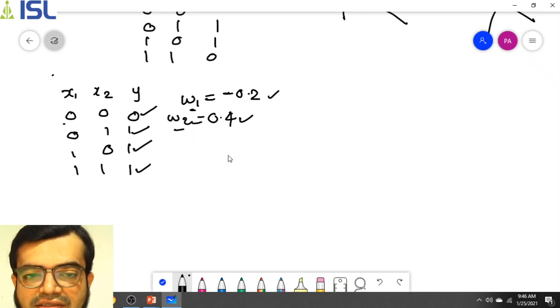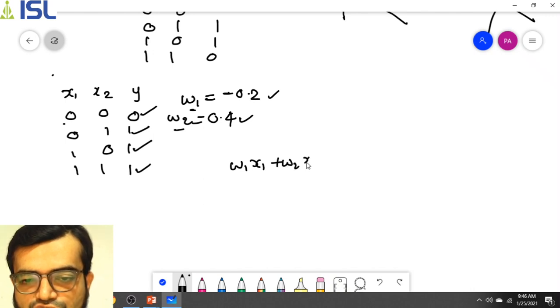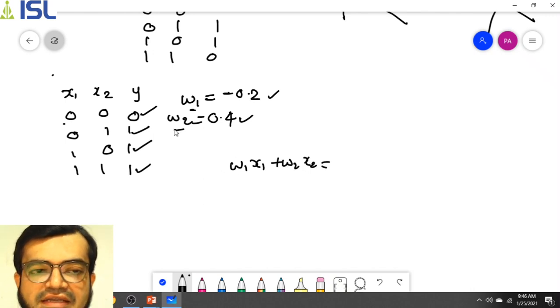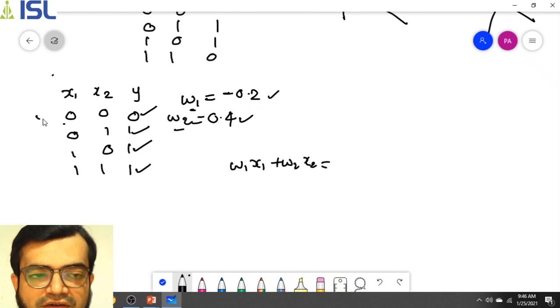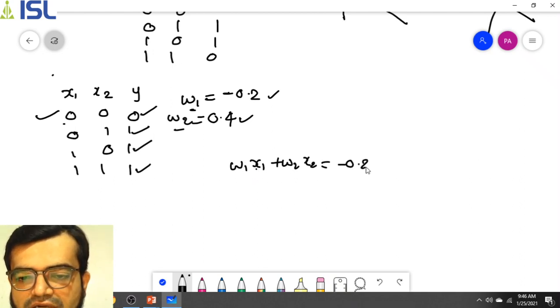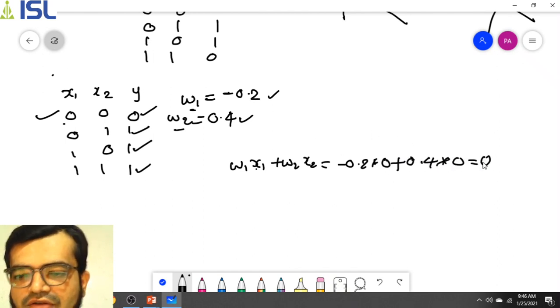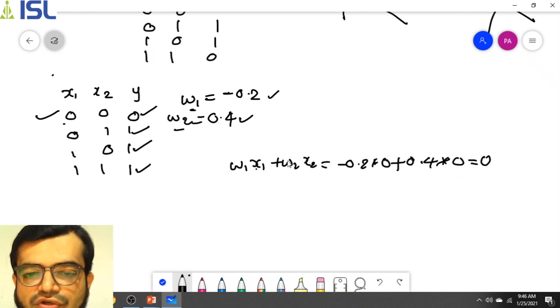You know that the summation function is w1 x1 plus w2 x2. For the first input, 0 0, x1 is 0 and x2 is 0. So minus 0.2 into 0 plus 0.4 into 0 gives simply the value 0. And you know we are using a step function here because it's a perceptron.